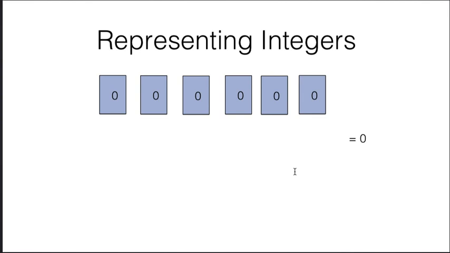What about 111111? That gives us 63. So with 6 bits, 2 to the power of 6 is 64. So we can represent 64 possible values. In this scheme, the largest number we can represent is 63. And we're out by 1 because 000000 would represent 0. So if you have 64 possible values, you can go from 0 to 63.